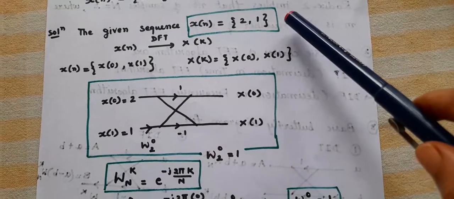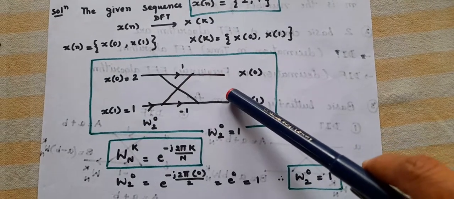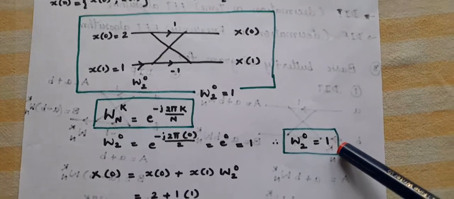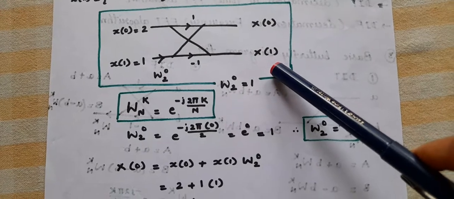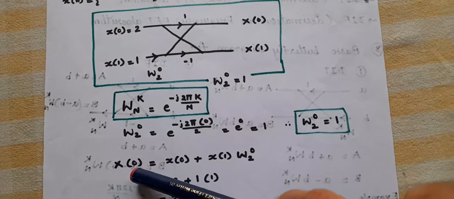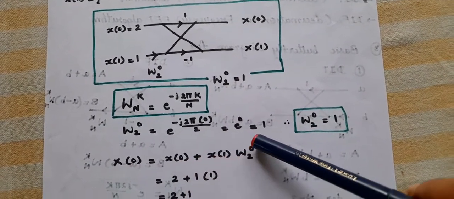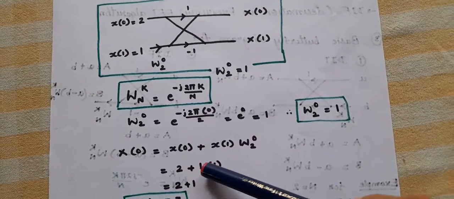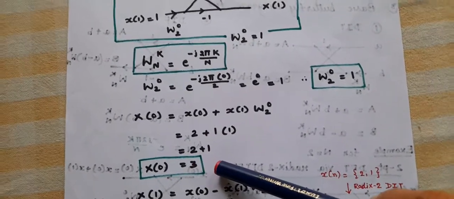So, the first step is the input sequence 2, 1. The second step is the butterfly diagram. The third step is the twiddle factor computation. Next, we have to compute x of 0 and x of 1. Those equations we have also discussed in the previous class. Capital X of 0 equation is x of 0 plus x of 1 W2 to the power of 0. After substituting, we are getting 2 plus 1, which is 3. So, capital X of 0 value is 3.